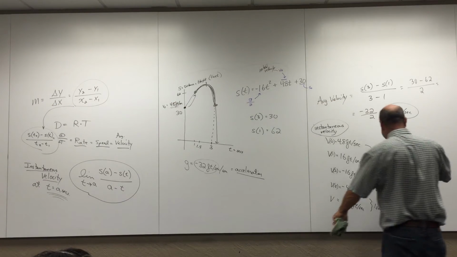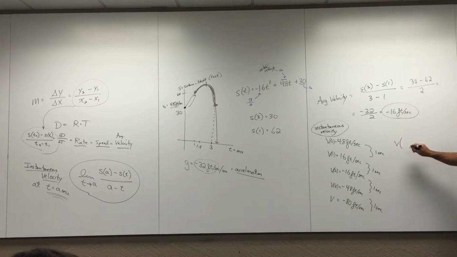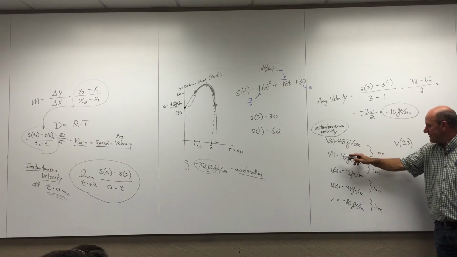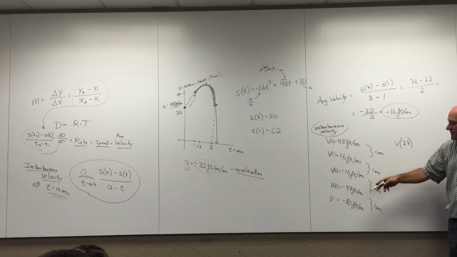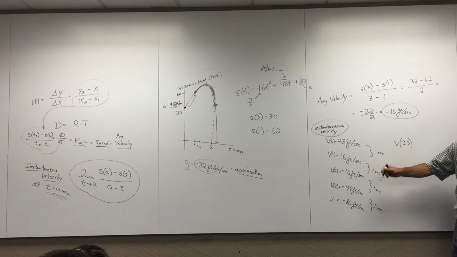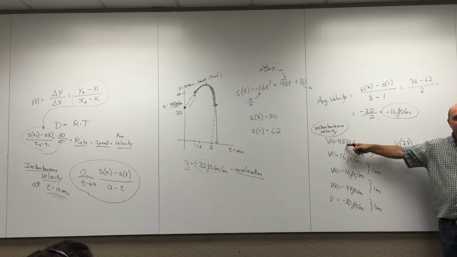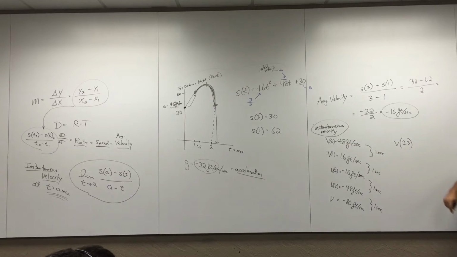So, could you find the velocity at 2.3 seconds? Based on my little chart, what was I doing? Every second, I was subtracting 32 from this. Is that what I was doing? Can you do that with 2.3 seconds?